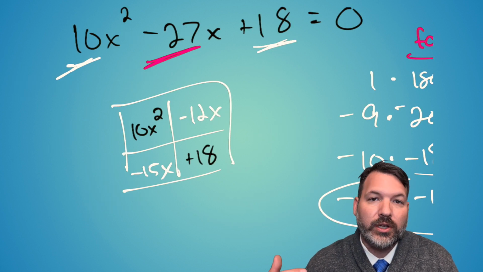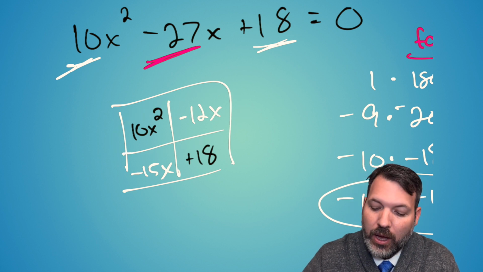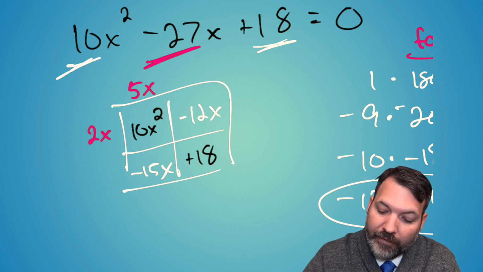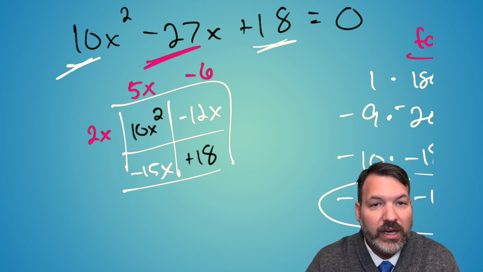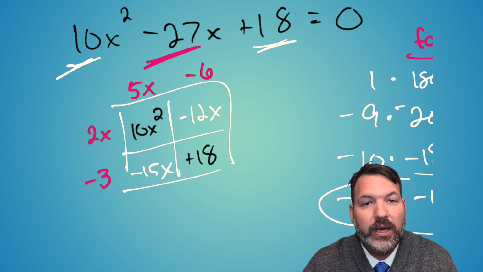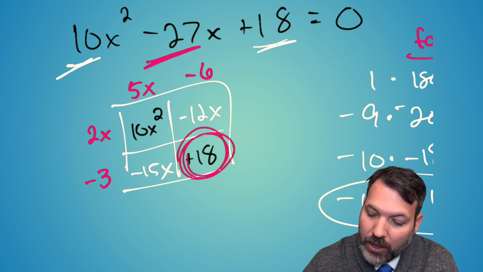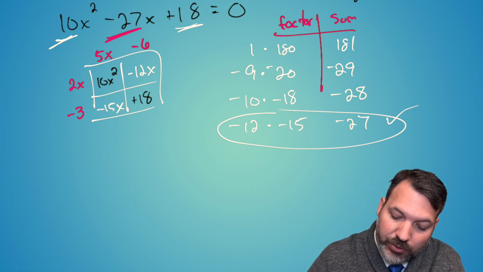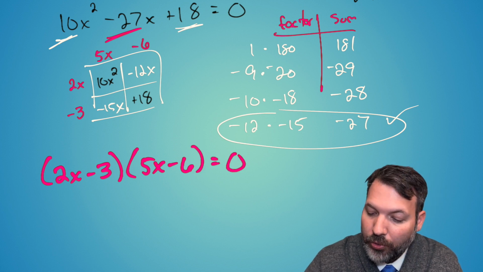From here, we do the Sudoku puzzle type thing. What do a 10x squared and a minus 12x have in common? A positive 2x. 2x times what is going to make that 10x squared? 5x. 2x times what is going to make minus 12x? Negative 6. 5x times what is going to make negative 15x? Minus 3. And as always, do these two dimensions, negative 3 by negative 6, make a positive 18 product? Yes. And so we can say that this equation we're trying to solve actually factors as 2x minus 3 times 5x minus 6. The whole thing is equal to 0.